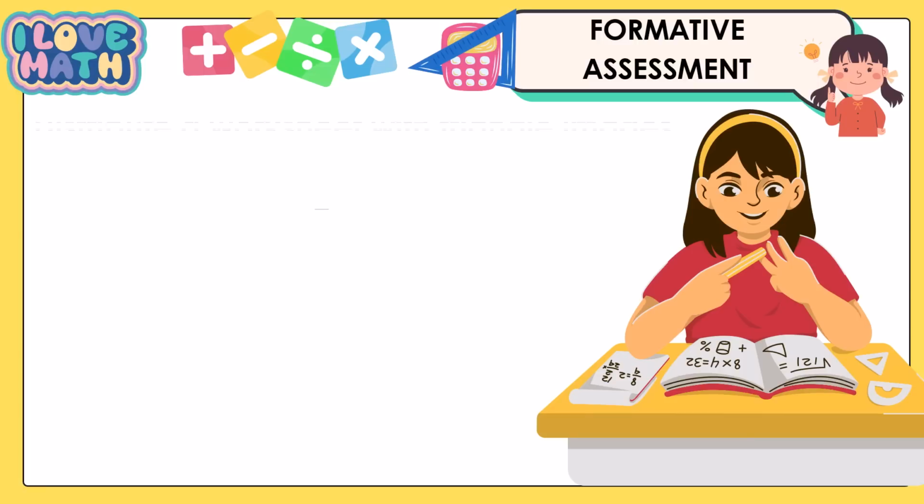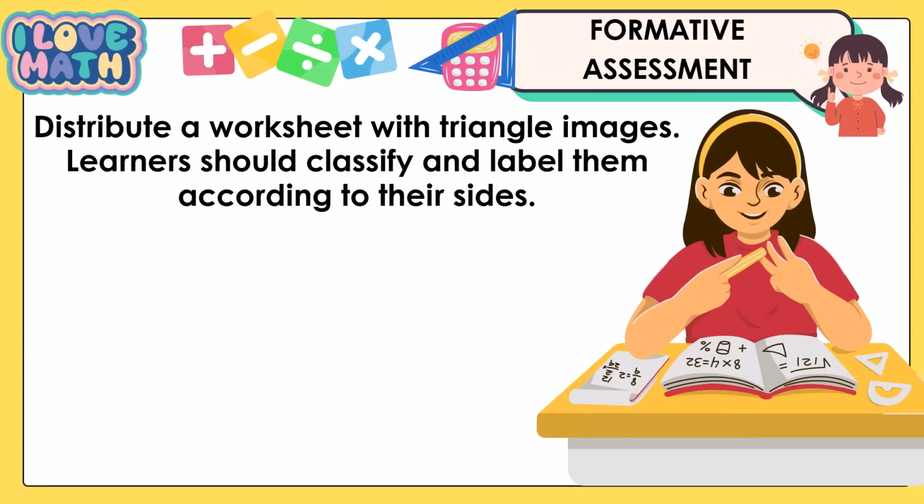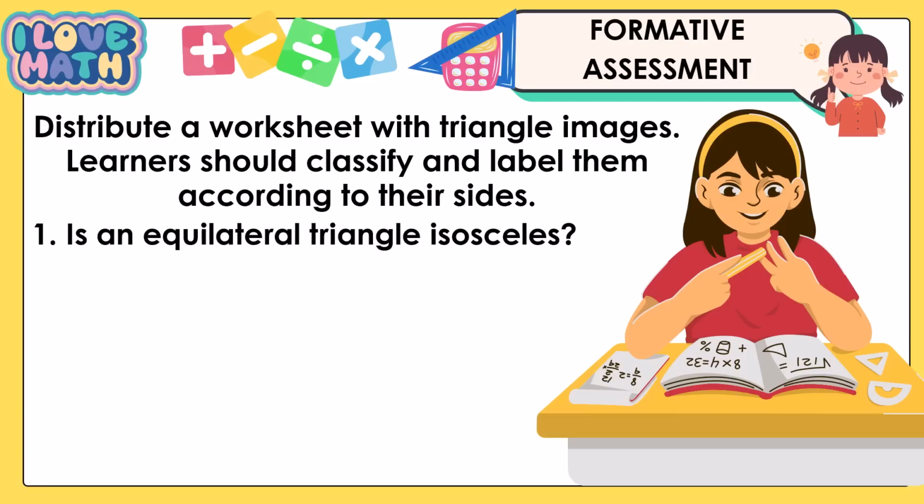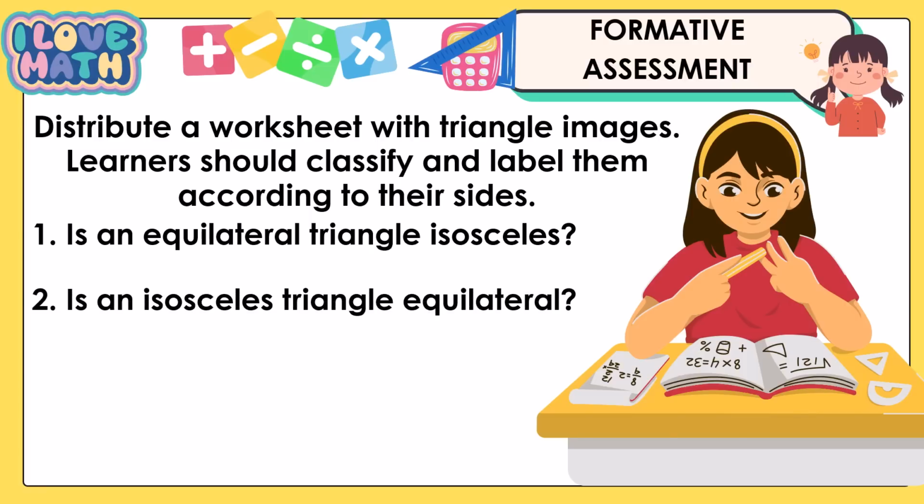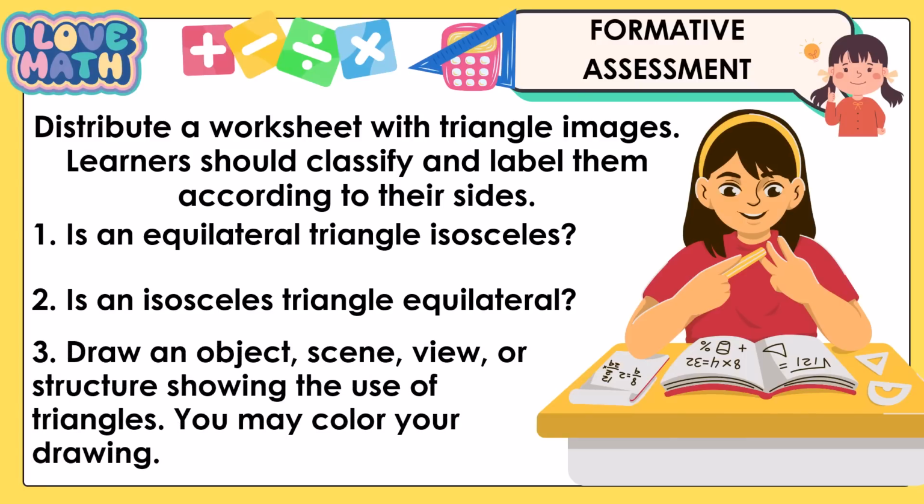Formative assessment. Distribute a worksheet with triangle images. Learners should classify and label them according to their sides. Number 1, is an equilateral triangle isosceles? Number 2, is an isosceles triangle equilateral? Number 3, draw an object, scene, view or structure showing the use of triangles. You may color your drawing.